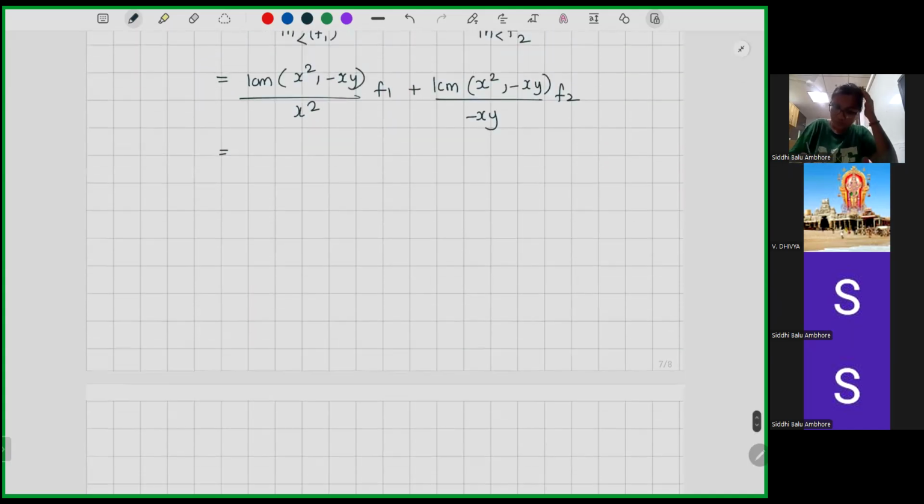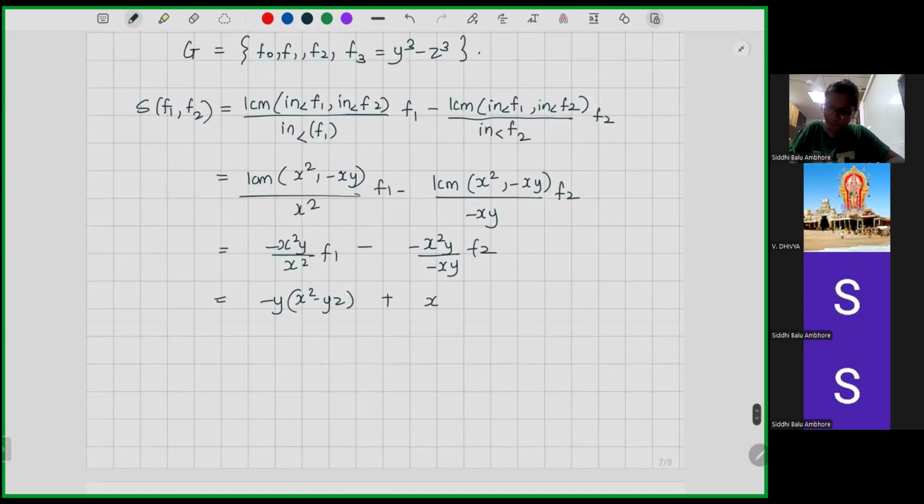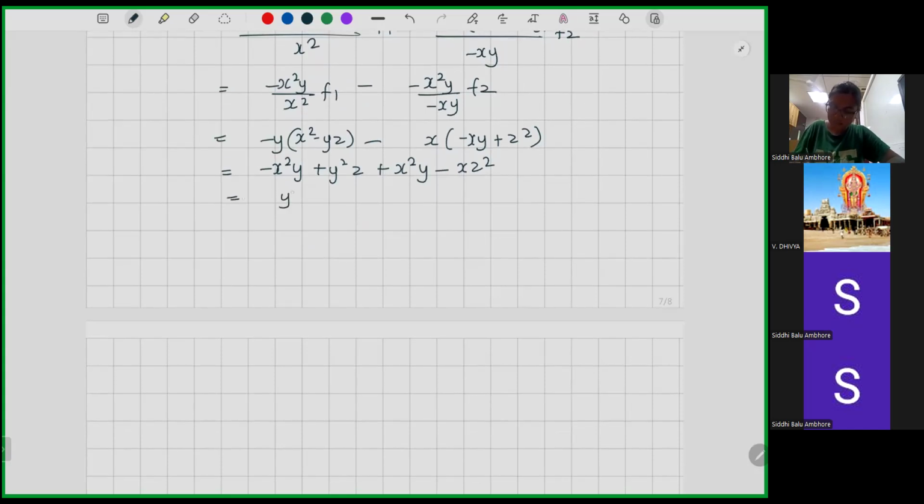And now what is the LCM of this? It is x square y divided by x square, times f1, where f1 is as written here. Again here it is x square y, or minus x square y, doesn't matter, divided by minus xy, times f2, which is minus x. So y into f1, and f1 is x square minus yz. Oh, this is supposed to be minus here. Minus x into minus xy plus z square, which is minus x square y plus y square z plus x square y minus x z square. So minus x square y gets cancelled, and this is minus x z square plus y square z.